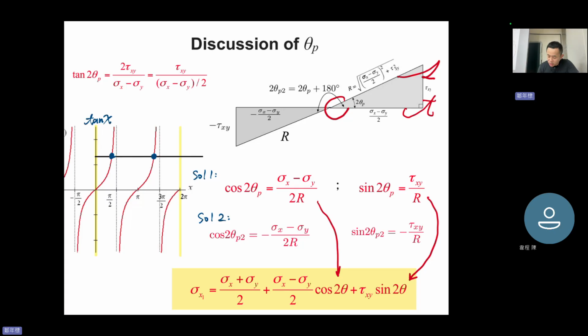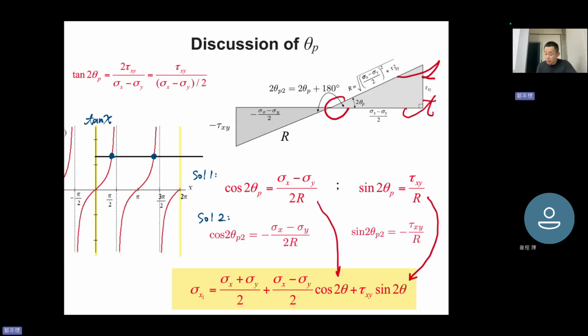So previously, you have your cosine 2 theta p, sine 2 theta p, that's the first solution for theta p. If you just substitute cosine 2 theta p and sine 2 theta p into this equation, you can get the new sigma x1. Of course, because this theta p here is now the principal direction, your sigma x1 will be sigma 1. So if you just substitute these 2 values into the equation, you will get this.